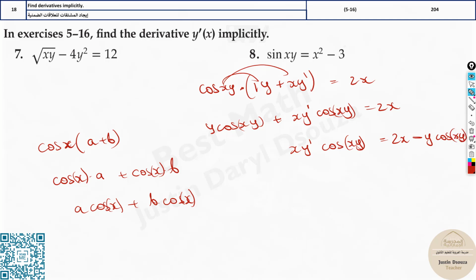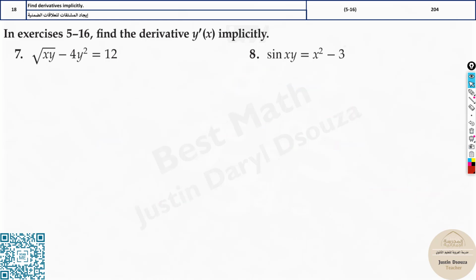Now, this y prime over here remains. Leave y prime, and take everything else to the other side. It's going to be 2x minus y cosine xy divided by x cosine xy. So this is the answer. This is a simple one. It's just that, if you know how to multiply this, it's very straightforward. But just remember this, these are coefficients. They are not multiplied inside the degree, not over here. They are multiplied as a coefficient. That's it. That will be the answer.